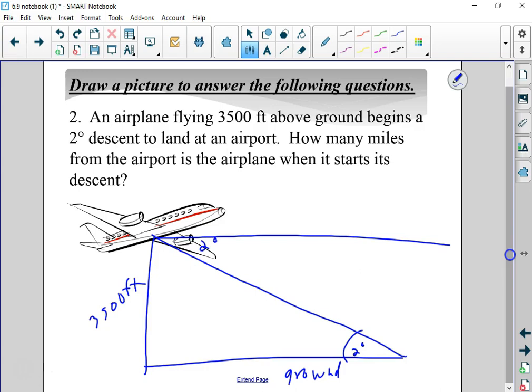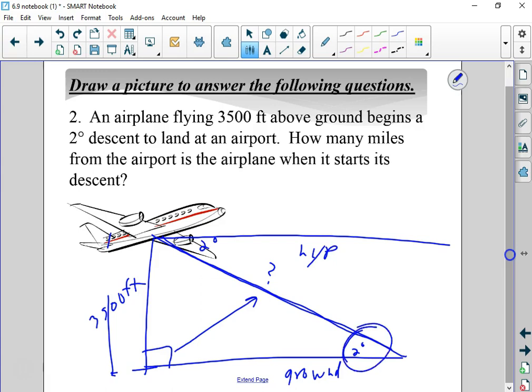How many miles is it from the airport? How many miles from the airport is the airplane? Now here's what we have to think. Are we talking about the ground or the hypotenuse? Think about it. It's the distance the plane is traveling to the airport. The airplane is not dropping to the ground and driving. It's not going to drop down and taxi all the way to the airport. That would be insane. So it's going to go this way. It's traveling here. That's the distance it's traveling, so we're trying to find the hypotenuse.